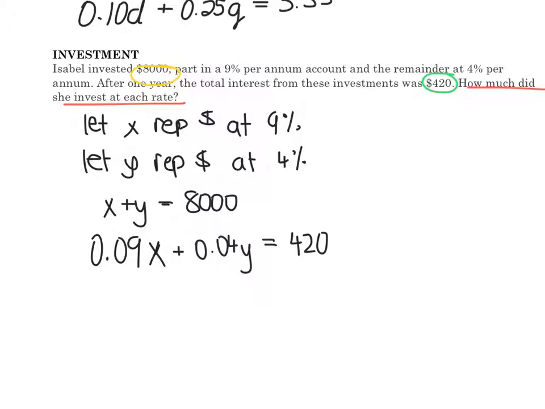Okay, so I'm just taking 9% of X dollars plus 4% of the Y dollars that she invested, and that's going to give me my total interest. And that's it. From here, I would use substitution, personally. But you could do elimination, totally fine.